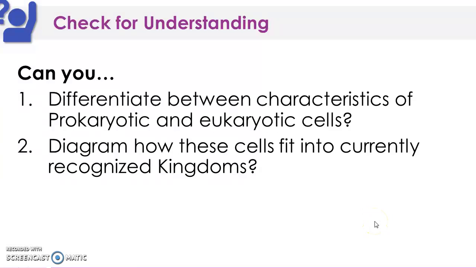So to make sure that you understand this lesson, make sure that you can differentiate between the characteristics of prokaryotic and eukaryotic cells, and also make sure you can diagram how these cells fit into currently recognized kingdoms. Remember, the kingdoms that we're talking about would be protist, fungi, bacteria, plant, and animal.